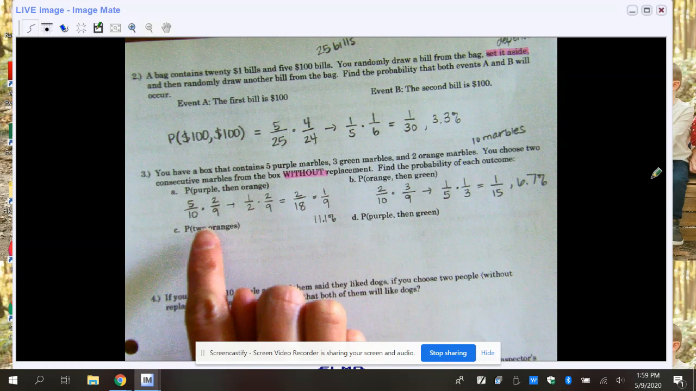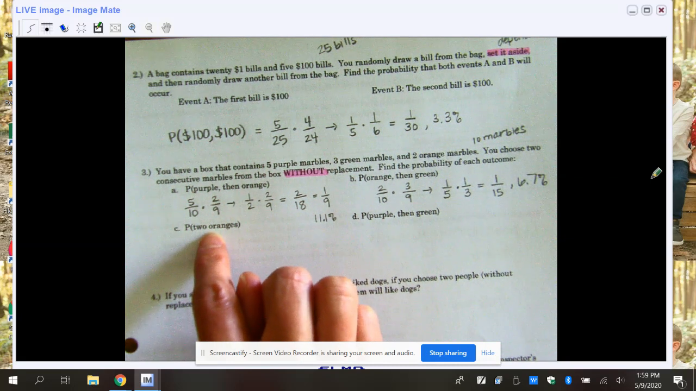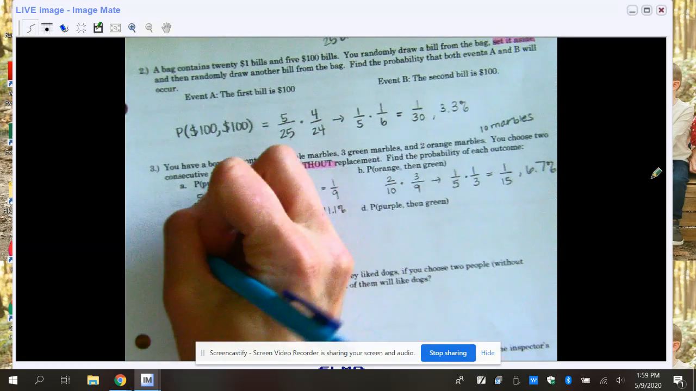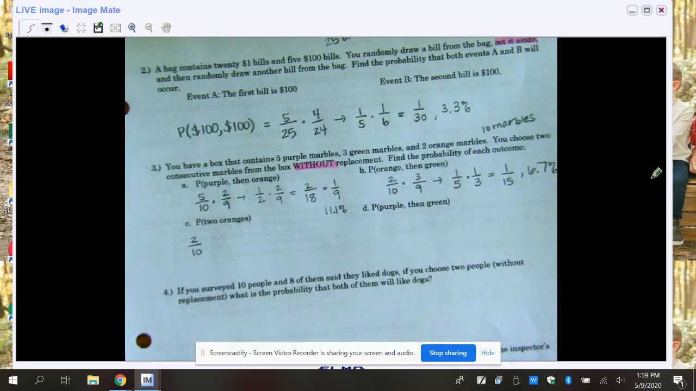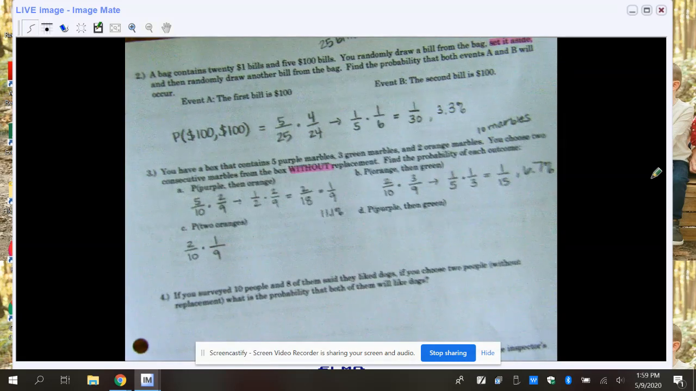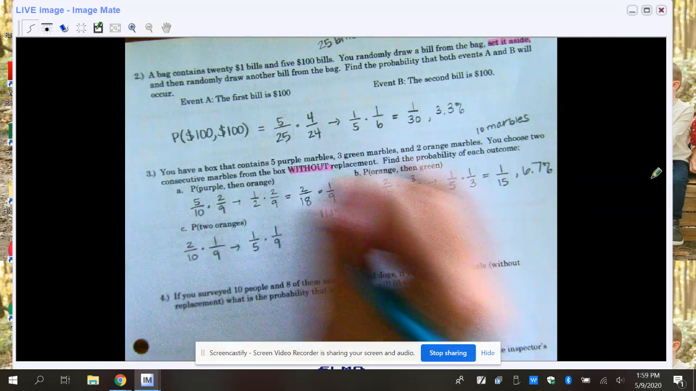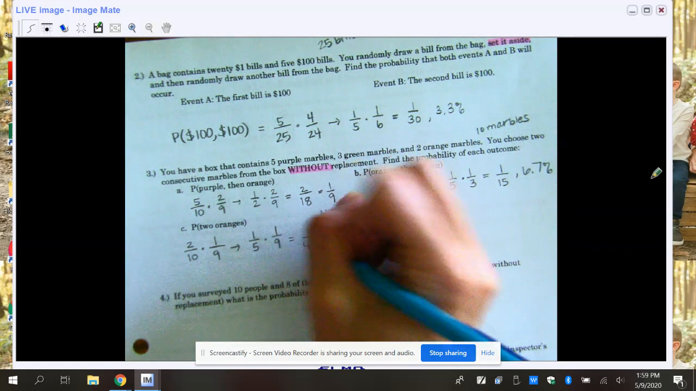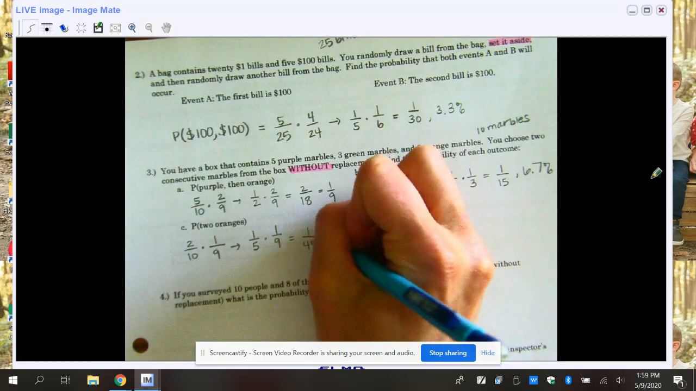All right, so 2 oranges. Now it's important to understand that this means 2 back to back. So this is another way of saying orange then orange. Kind of like this one, 100 then 100. So the probability that I pick 2 oranges in a row, well, my first probability would be 2 out of 10. But if I set that marble aside, I only have 1 orange left to choose from out of 9 total. So that would be 1/5 times 1/9, which is going to be 1 out of 45. And if you want to find out what that is as a percent, that's about 2.2%.